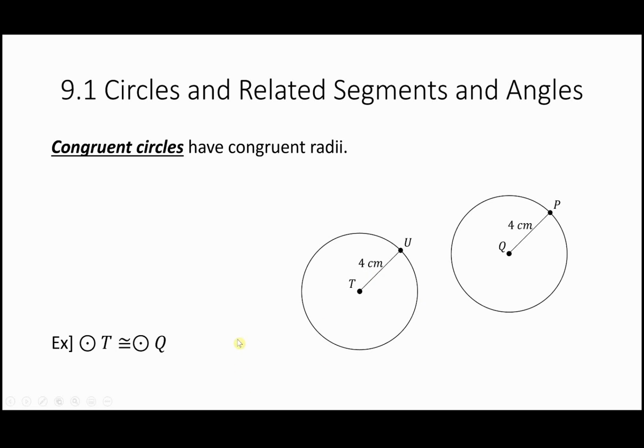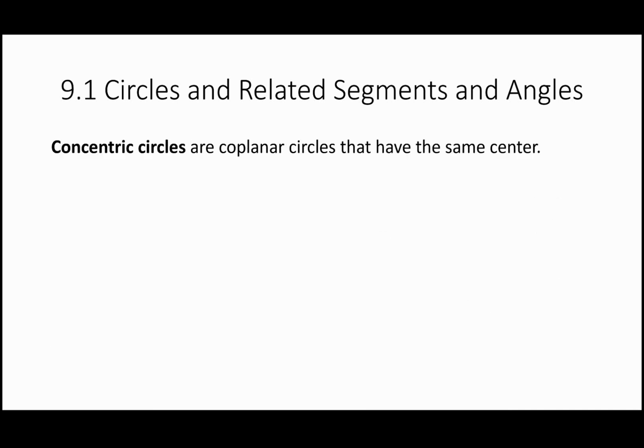Radii are simply line segments, right? So all of the things that you know to be true about line segments are also true about radii, which are just a specific kind of line segment that joins a circle's center to its outer edge. Great. Moving on. Concentric circles are coplanar circles, so they lie on the same plane, same piece of paper, same surface, that have the same center. Concentric means same center, right? So it's all in the name.